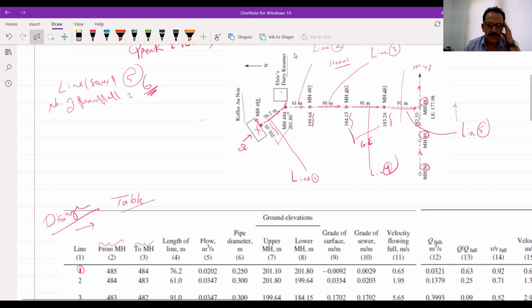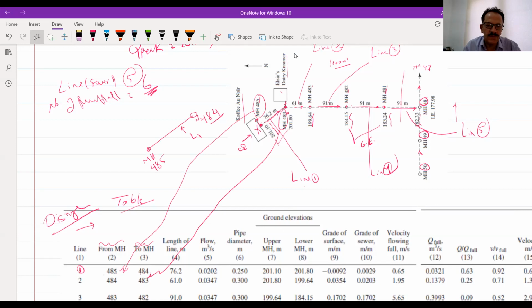Yeah, so it will be from manhole number 1 till manhole number 2, and manhole number 1 here is 48.5. And the end, or the second manhole, is manhole number 48.4. So the line is here, this is line number 1, this is the starting manhole 48.5, and 48.4. This is the number of the manhole.